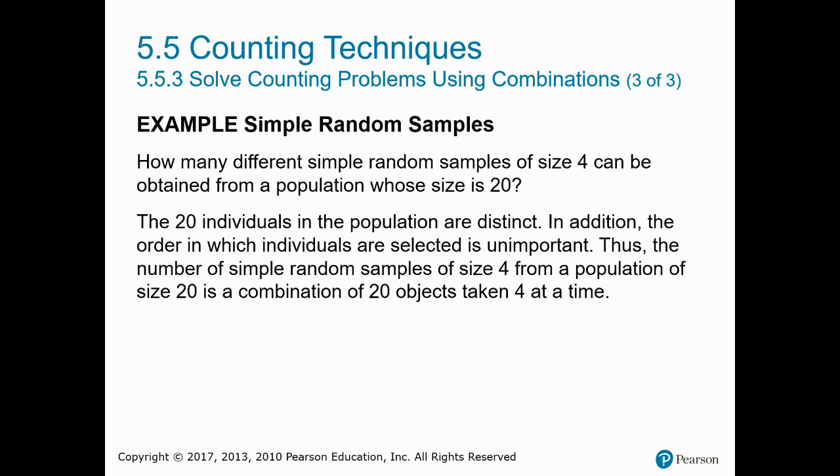So how many different simple random samples of size 4 can be obtained from a population whose size is 20? You can't repeat in a sample. Order does not matter. So we have 20, and we're choosing 4.